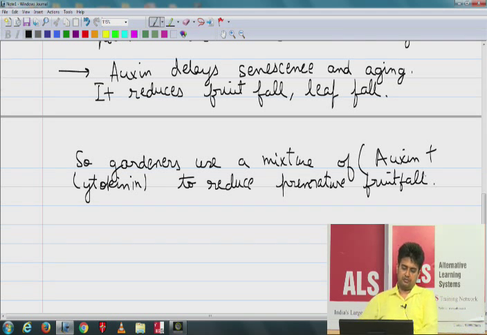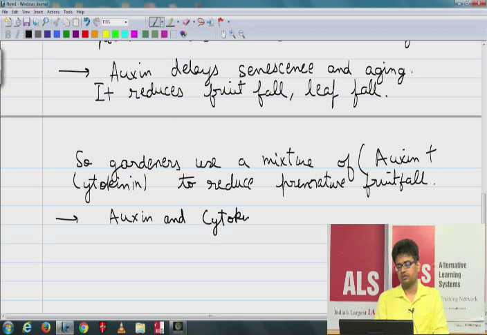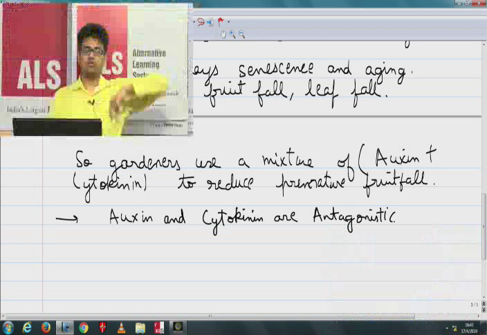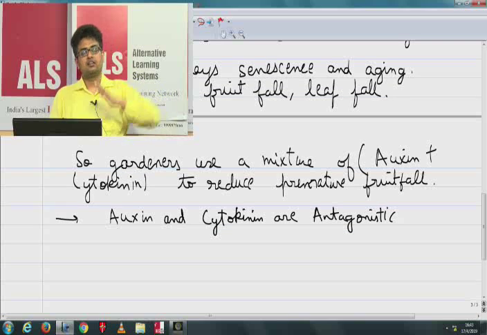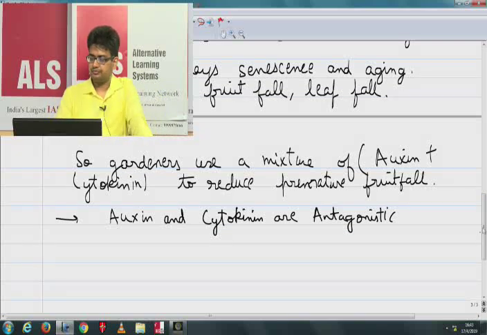And there is another thing, auxin and cytokinin, they are antagonistic to each other, or opposite to each other. I'll explain. Auxin has an apical dominance effect, cytokinin has a lateral growth effect.